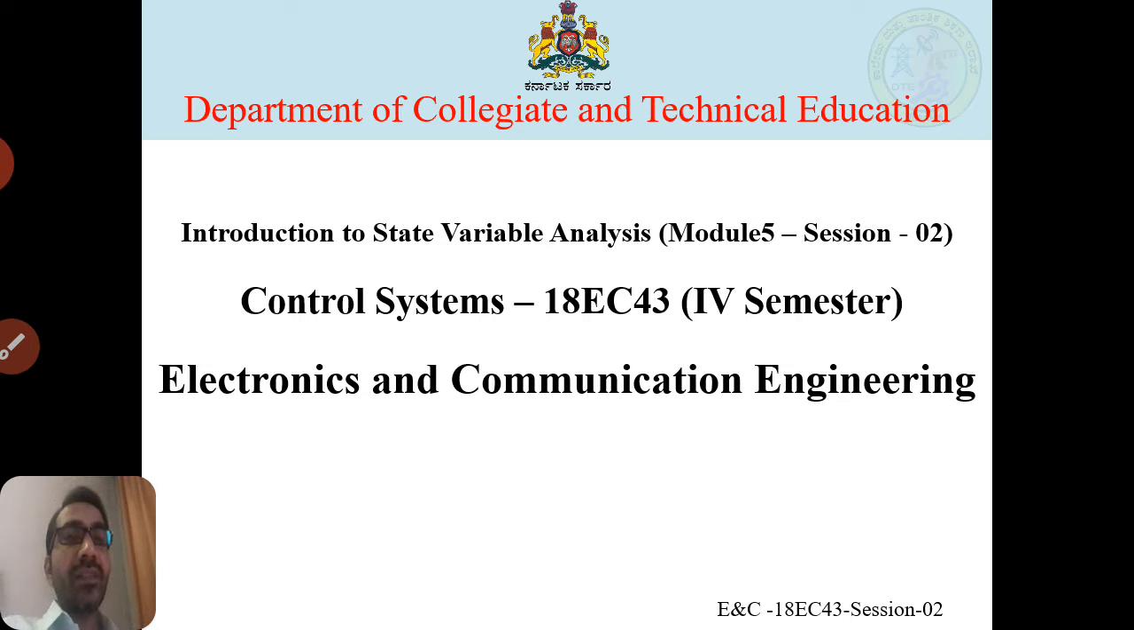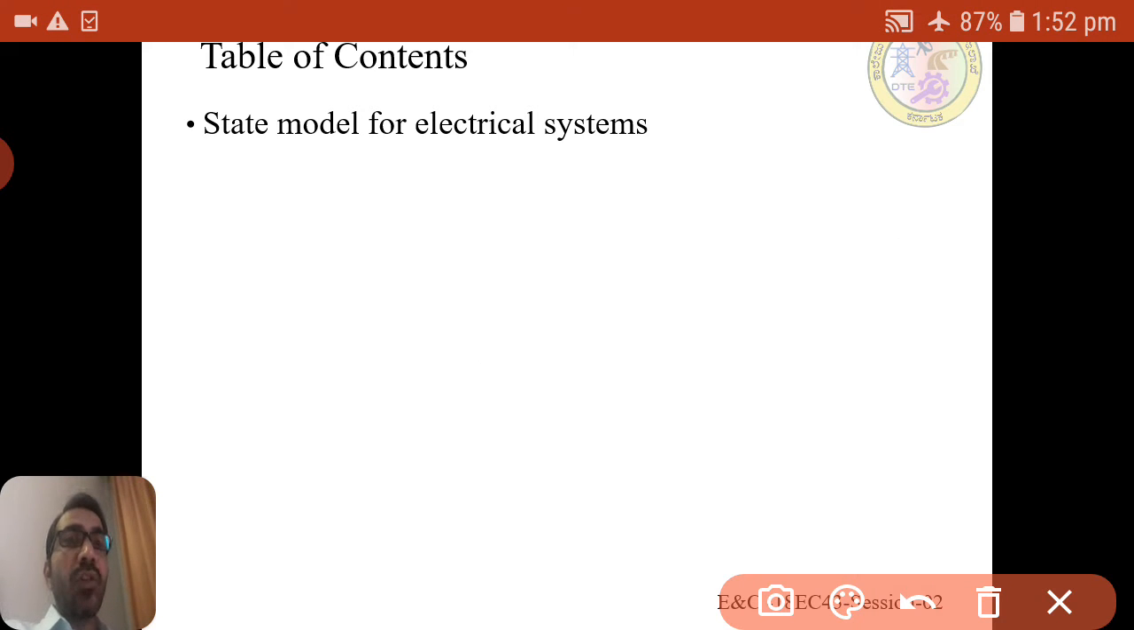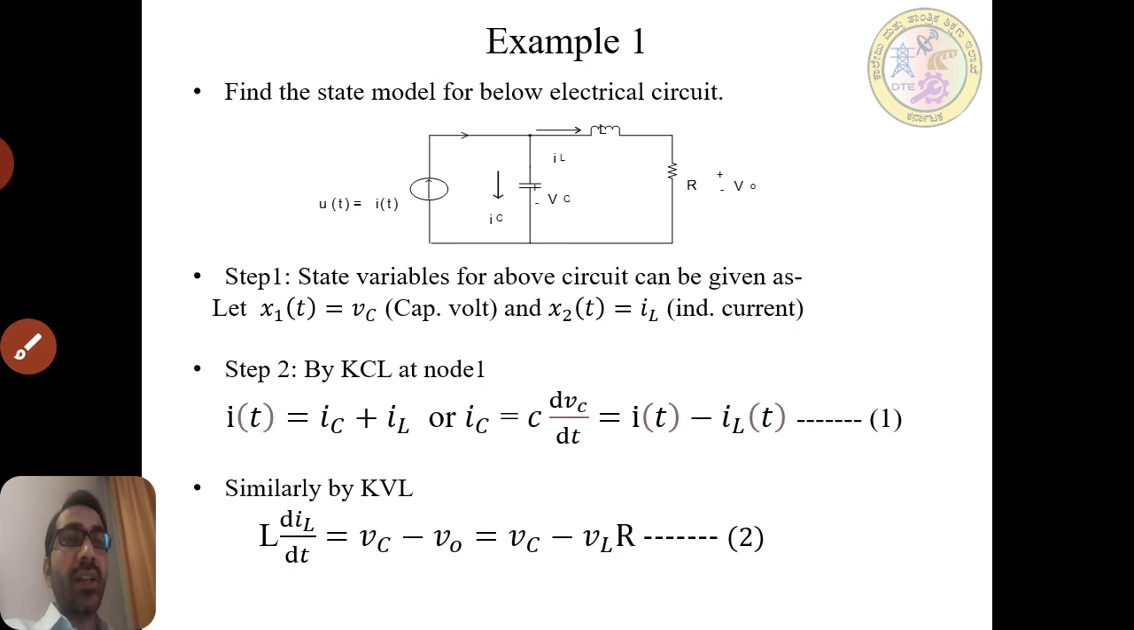After seeing the brief introduction about what a state variable and state vector are, we have also seen how to represent one mechanical system in a state model. Now in this session, we will see the state model for electrical systems, how to derive or generate the state model for electrical systems. So let us take the example problems one by one.